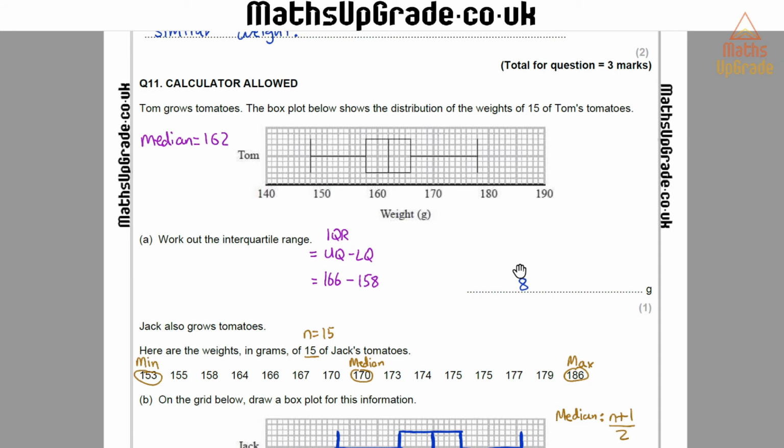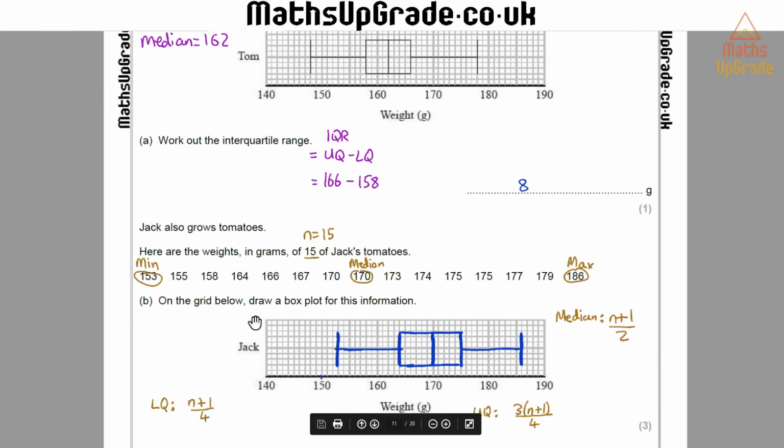In the next part of the question, I'm told that Jack also grows tomatoes. So I'm given the weights in grams of his 15 tomatoes and I need to draw a box plot for that information. So first of all, I need to find the minimum, lower quartile, median, upper quartile and maximum, and then I can plot those on the grid.